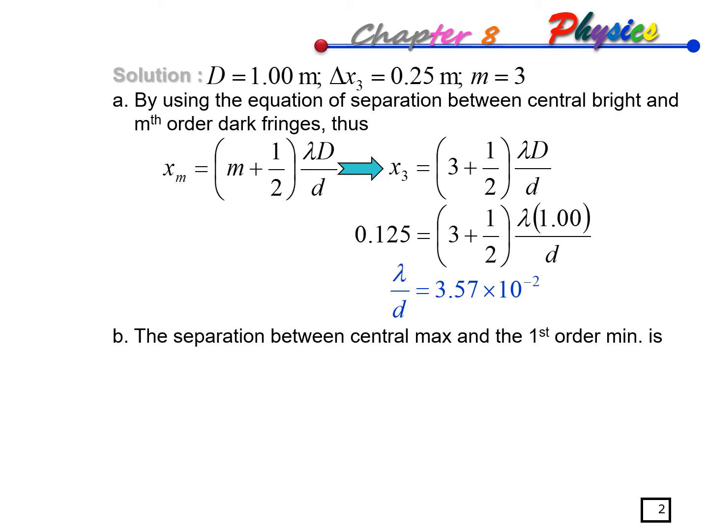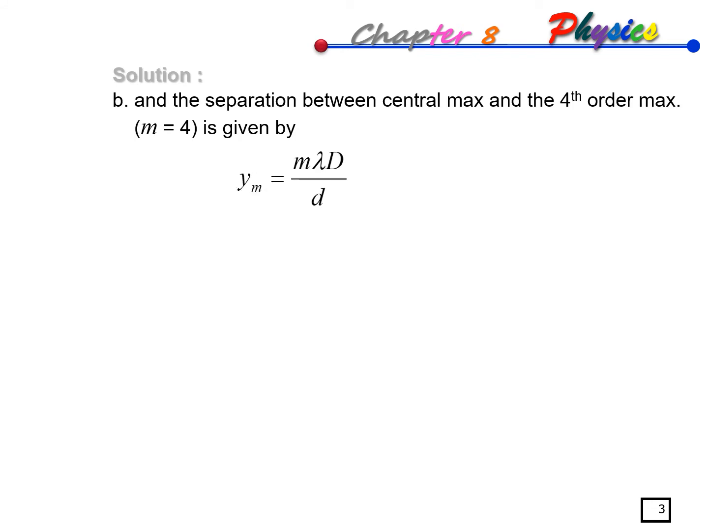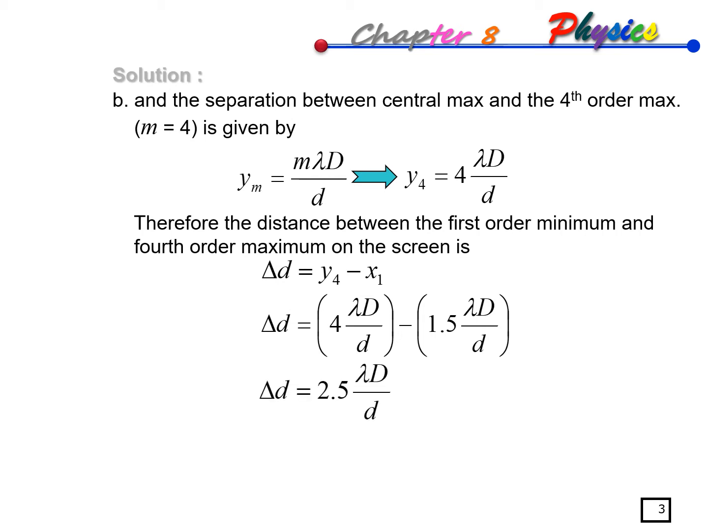And then to find the separation between the central maximum and the first order minimum, we can apply the ratio back over here, which will end up with one equation. Then for the fourth order, redo again. To find the separation distance, just subtract the fourth order with the first order.